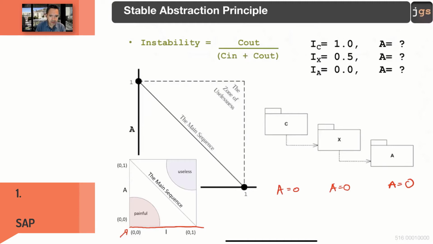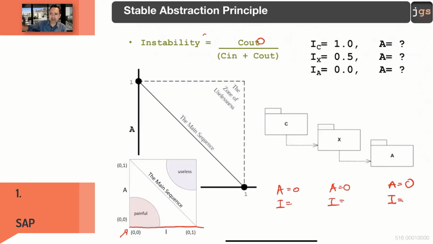Now, the other metric, which of those three is going to have instability equal to 0? Can we agree about A? How do we know that? Because of the equation, right? Because of the equation, easy. This one, A, does not have outputs. There are no lines going out. And therefore, this number here is going to be 0. And it doesn't matter what happened below.